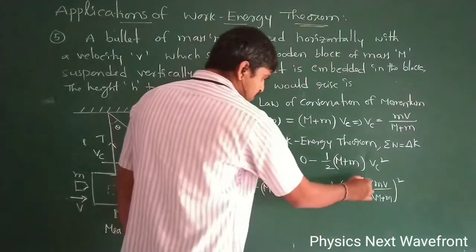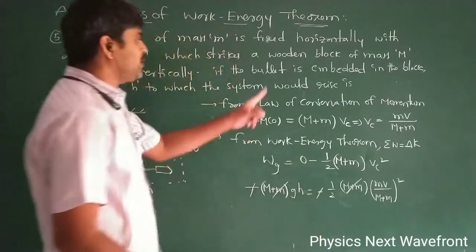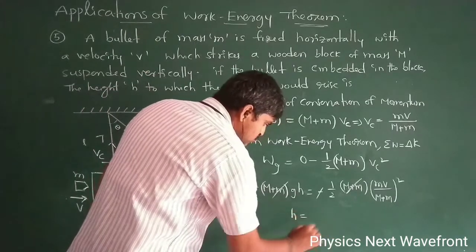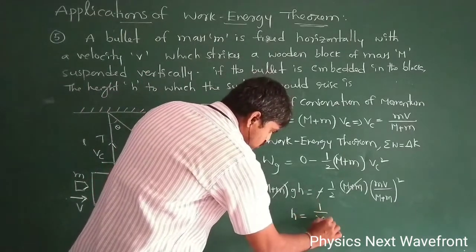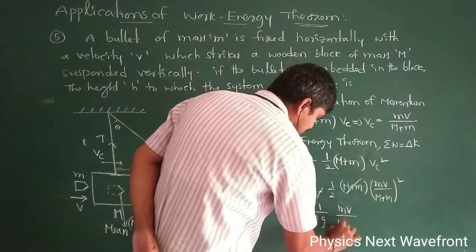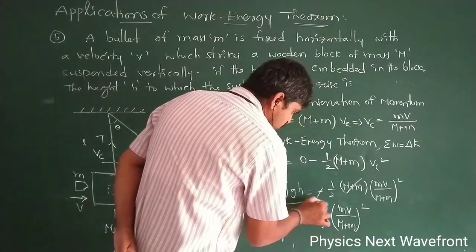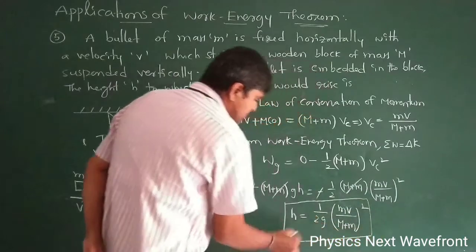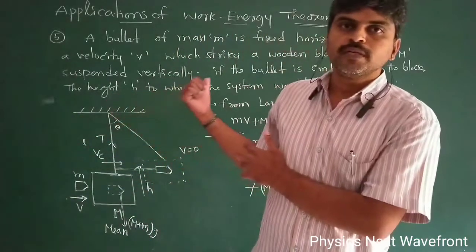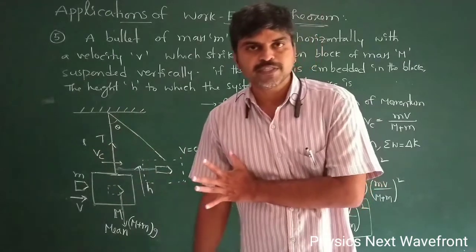Now M plus m cancels and the minus signs cancel. I want to find the height to which the system will rise, so we have to find h. That h is equal to 1 by 2g times (mv divided by M plus m) whole squared. So this is the height to which the system will rise. This is one application of the work energy theorem, and it is also important. Thank you very much everyone.